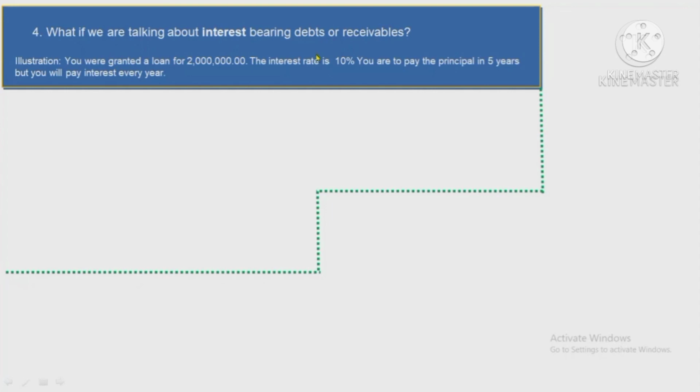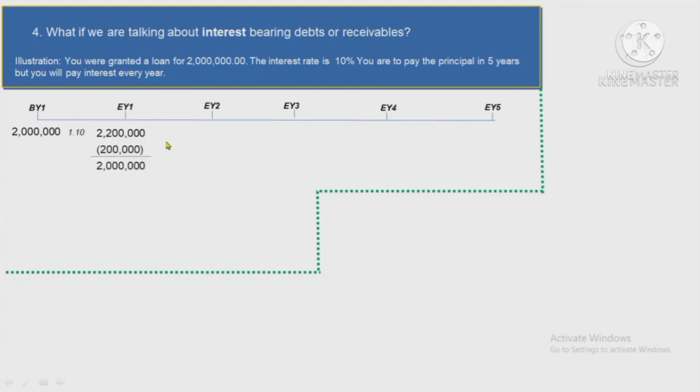So if the problem is this simple, then we need not compute the present value of your liability because it's directly 2 million. So what will happen? Let's have the timeline. So here, you're gonna recognize 2 million as the present value of your debt. And then you multiply that with 1.10, because according to the problem, the interest rate is 10%, and you're gonna get 2.2 million. However, you're gonna pay interest every year. So that is 10% times 2 million. So we have 200,000. And then you're back to 2 million.